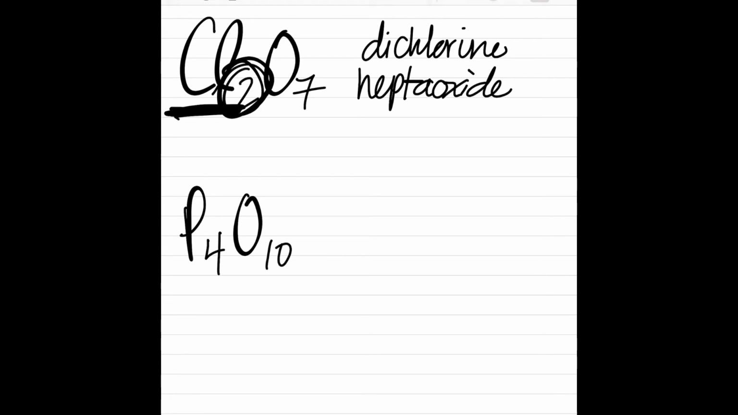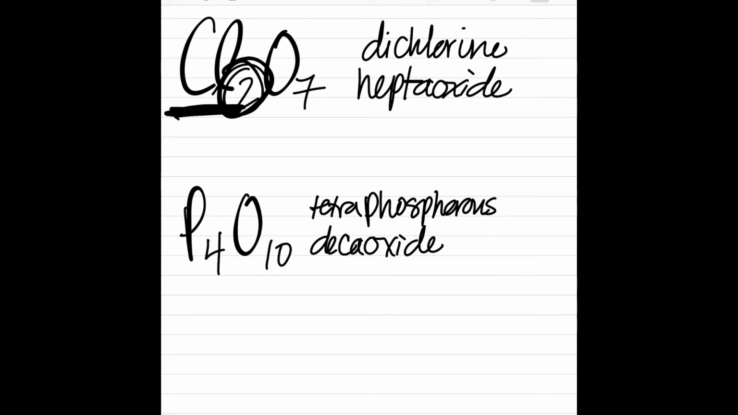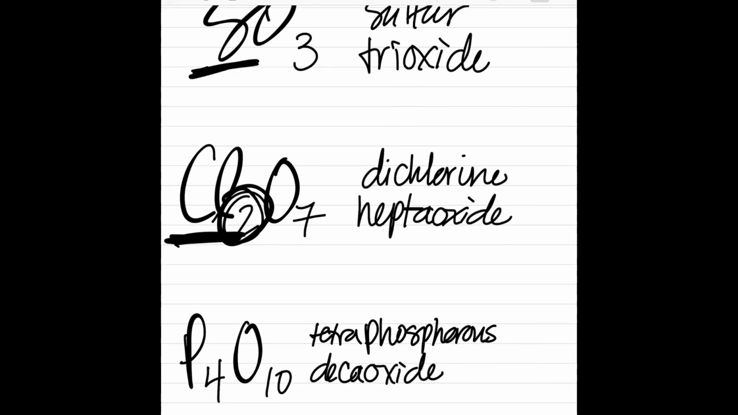Okay, another example would be P4O10. Now this one's crazy. There's a lot on here. Okay, so P is going to be phosphorus, not phosphide. It does have a prefix, and 4 is tetra. So tetraphosphorus, and then this is oxide, and the 10 is dec. You could say decaoxide. You could leave the A off if you wanted to between the C and the O. So you could say decoxide, either one is fine. Okay, so those are 3 examples.